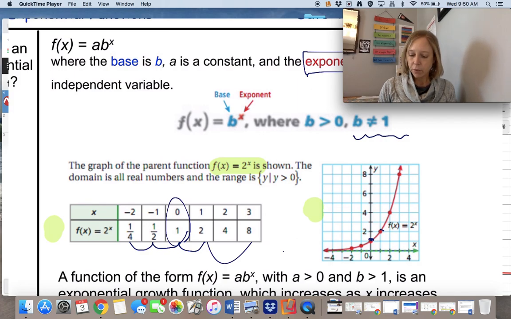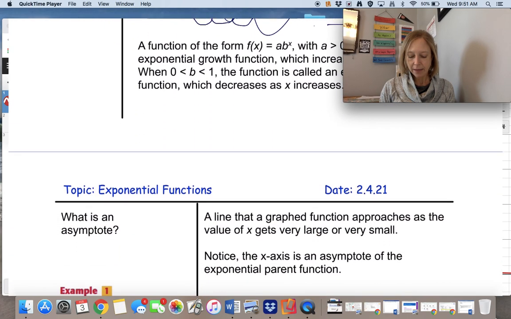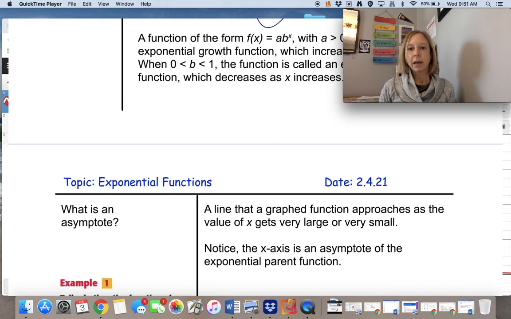And so that's why what you'll see on this graph here is you'll see it approaching the x-axis, approaching 0, but never actually crossing it. We have a special name for that, and what that's called is an asymptote. It's a line that the graphed function will approach, but it will never actually cross. This is our first function we'll learn about with an asymptote. It is not the last.